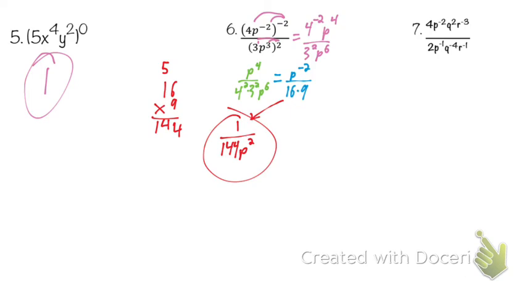P to the 4th over p to the 6. Where are there more p's at, the top or the bottom? The bottom. How many more p's were on the bottom than the top? I love that. 2. What do we end up having? A p to the second on the bottom. Are we noticing a pattern there maybe?